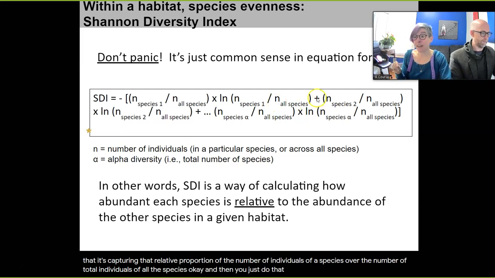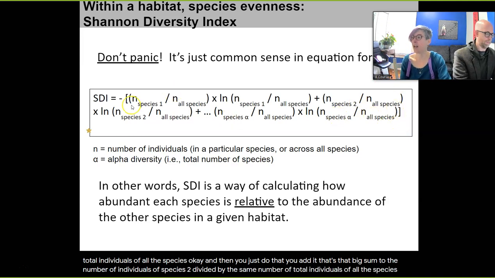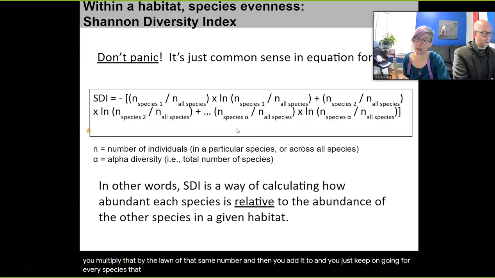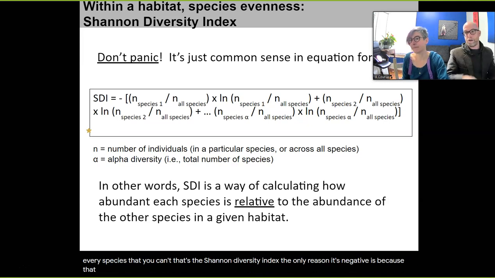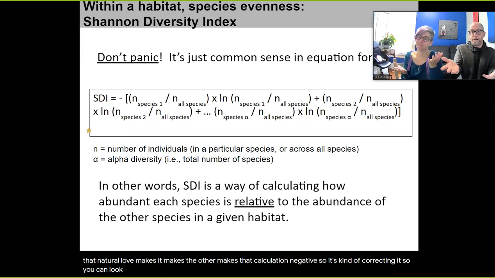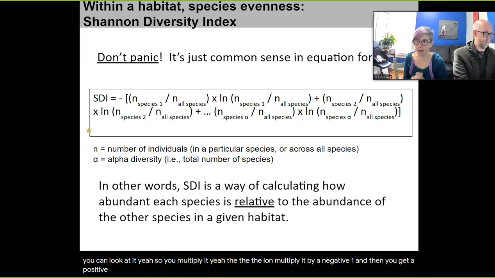And then you just do that. You add it. That's that big sum. To the number of individuals of species 2 divided by the same number of total individuals of all the species, and you multiply that by the ln of that same number, and then you add it to, and you just keep on going for every species that you count. That's the Shannon Diversity Index. And the only reason it's negative is because that natural log makes that calculation negative, so it's kind of correcting it so you can look at it. So the ln thing makes it negative, so then you multiply it by a negative 1, and then you get a positive, right?